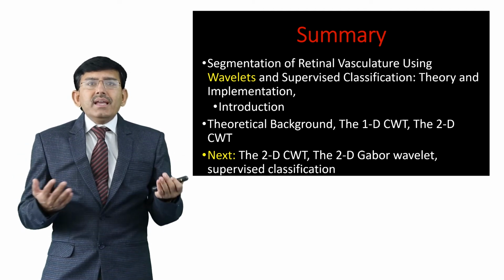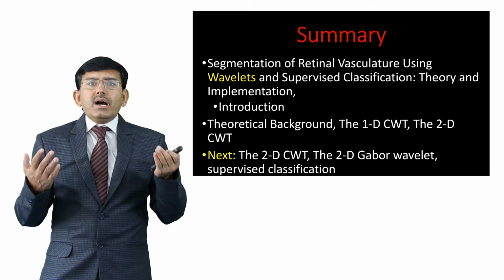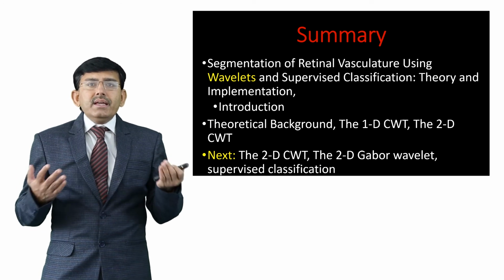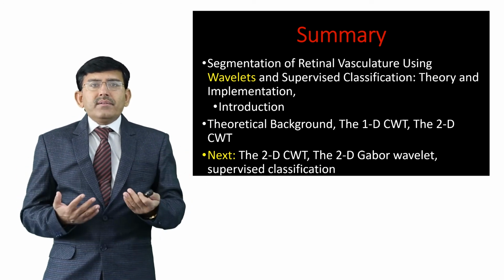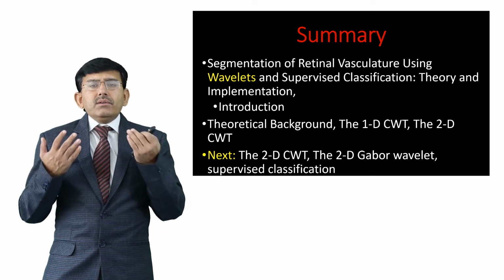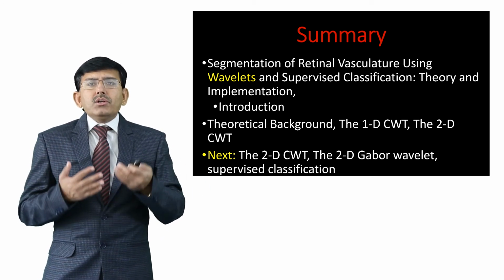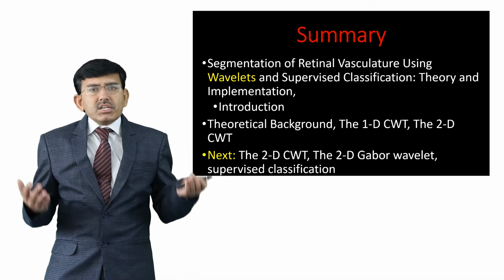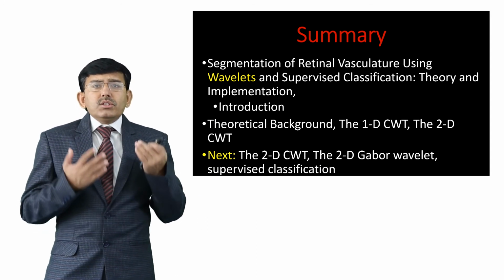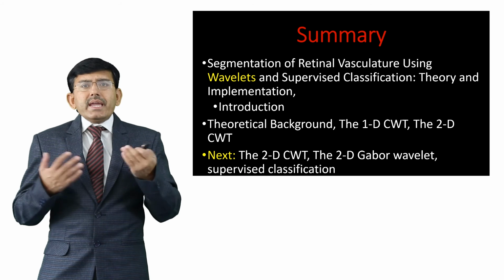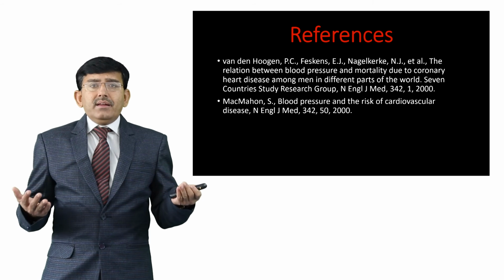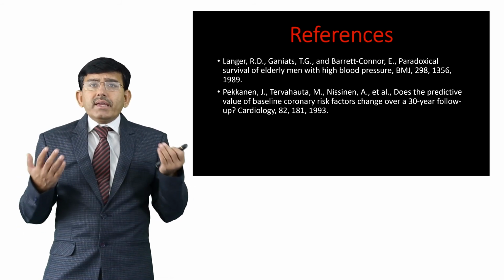Now let us summarize this module. Here we began with segmentation of retinal vasculature using wavelets and supervised classification. We have seen the theory and implementation part, the theoretical background, the one-dimensional CWT and 2D CWT. Now in the next successive modules, we will go into the 2D CWT, the 2D Gabor wavelet and supervised classification in somewhat more detail. These are certain references one can use for extending this work.